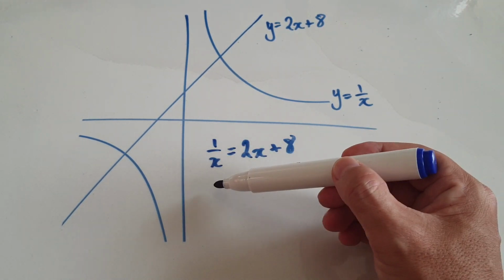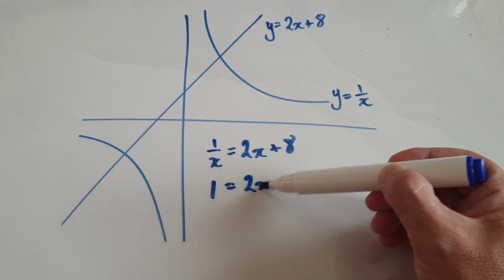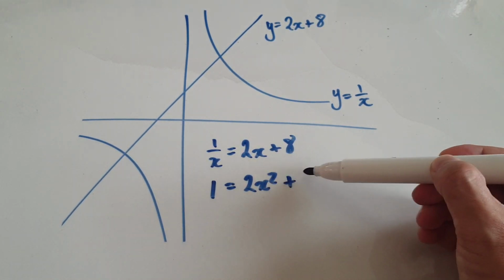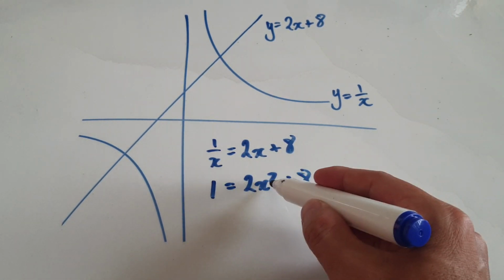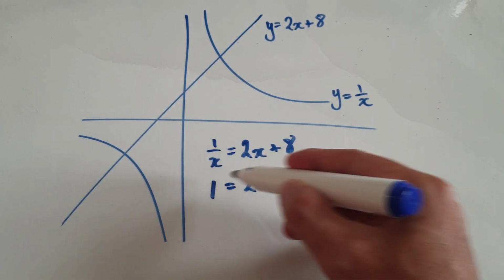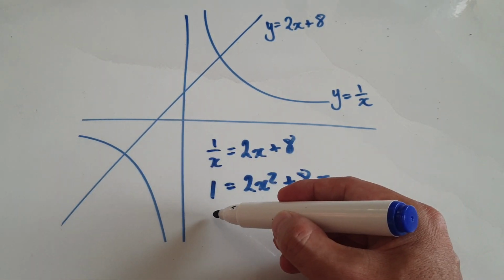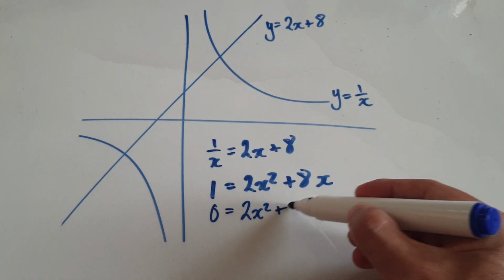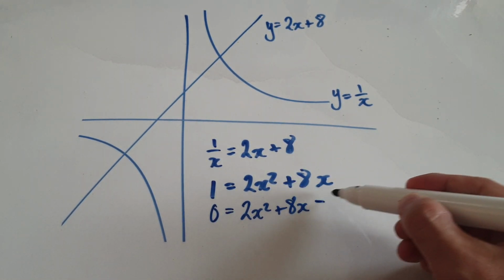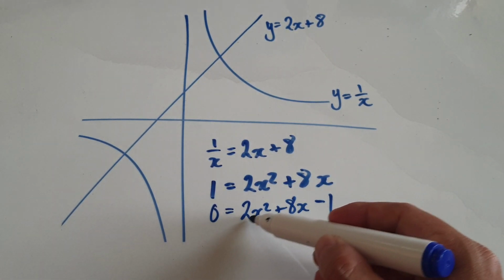Times everything by x. So that would be 1 equals 2x squared plus 8x. Now here you've got x squared, x, and a constant. Whenever you want to solve a quadratic, get it to equal 0. So take away 1 from both sides: 2x squared plus 8x minus 1. So now you want the coefficient of this to be 1.